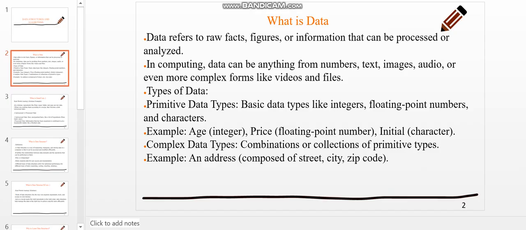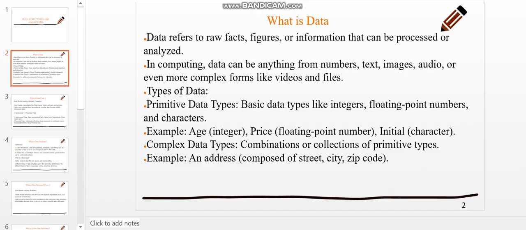Now, let's be more specific. So, in computing, data can be numbers, text, images, audios, or some of the complex files like videos, etc. So, data is nothing but the things we are using to operate the applications. Now, if I go for some other example, that is some real life example.